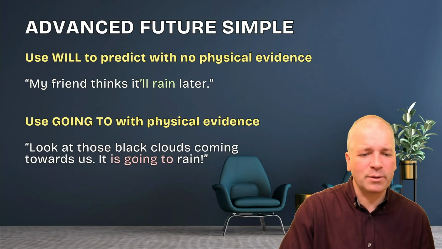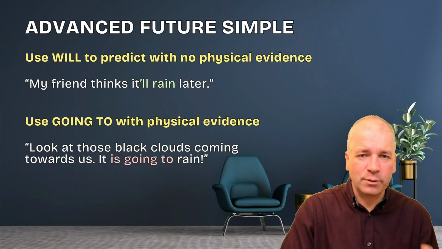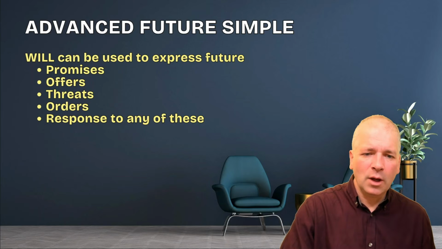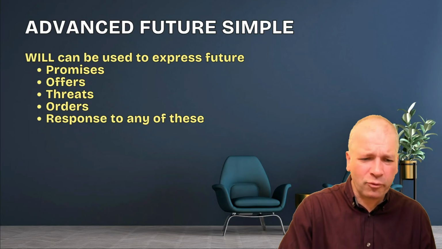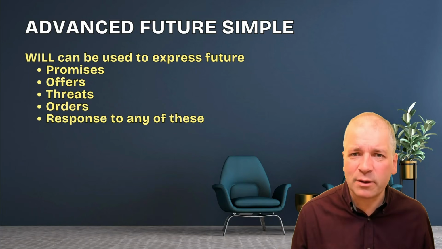There's no physical evidence. But look at those black clouds coming towards us. It is going to rain. Physical evidence. We see something and we know something is going to happen after. "Will" can be used to express future for promises, offers, threats, orders, and responses to any of these as well.